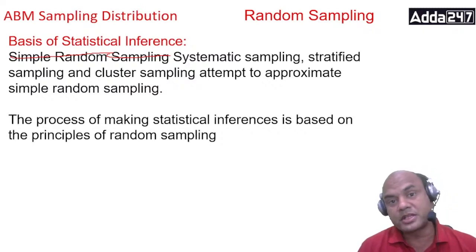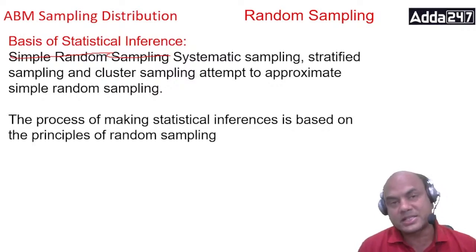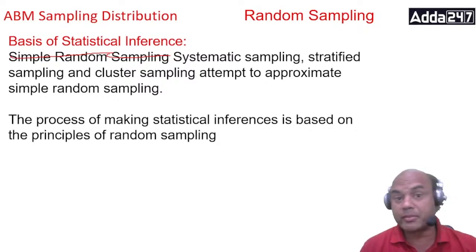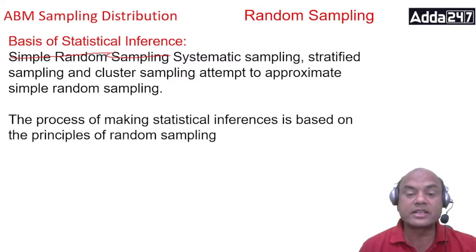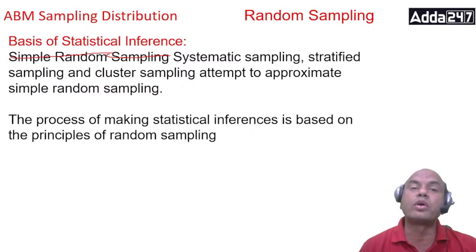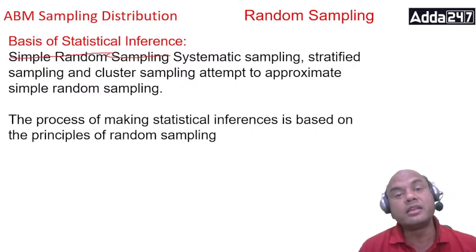This is an exam question. In exam they will ask: systematic sampling, stratified sampling and cluster sampling will attempt to approximate dash, and the answer will be simple random sampling. Remember, these are the practical questions asked in the exam. The process of making statistical inferences is based on the principles of random sampling. Very importantly, remember, simple random sampling is the best sampling available throughout the world. All these systematic, stratified, cluster are taken later. They are an approximation.